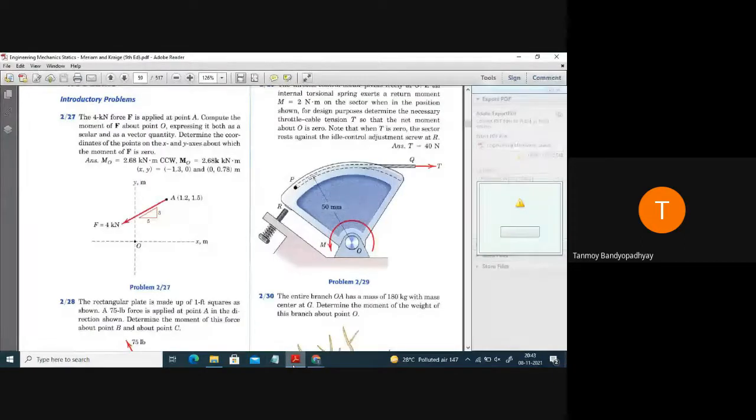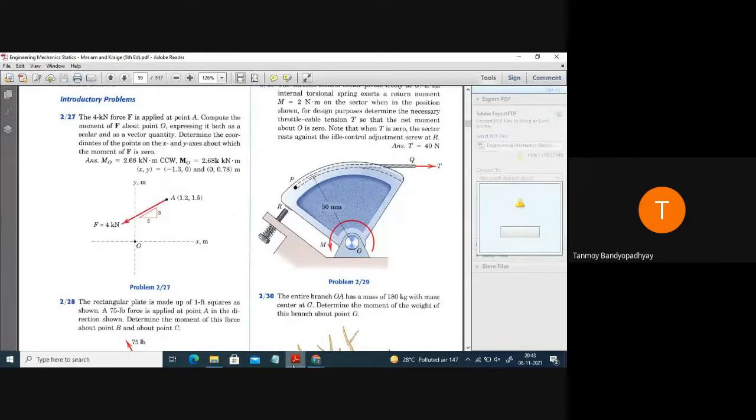So let's start with the first problem, 227. You can see that a 4 kilonewton force is applied at a certain point, the coordinates of the point are given, and we have to compute the moment of the force about the origin O, expressing it both as a scalar and a vector. So you have to solve it using both the scalar method and the vector method.